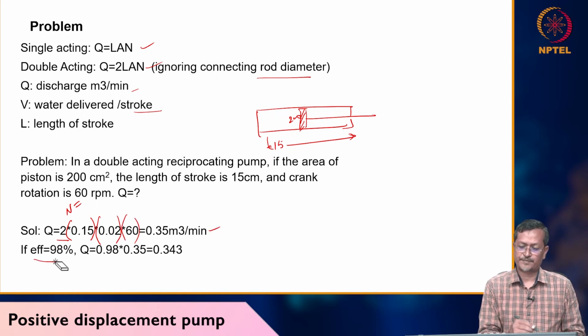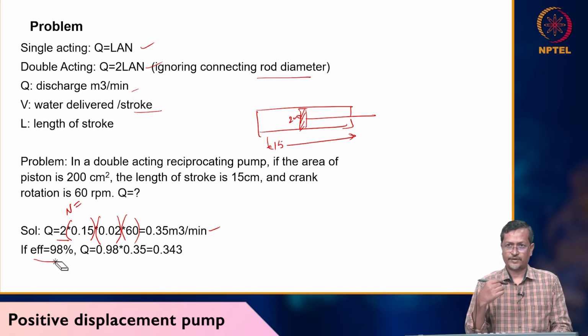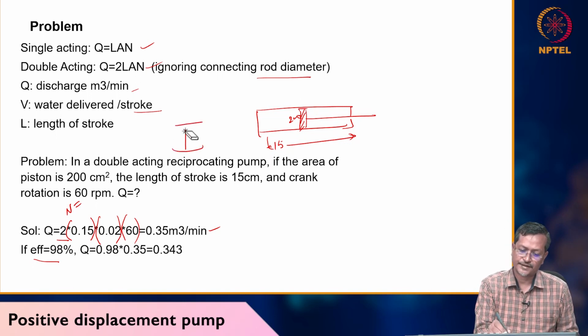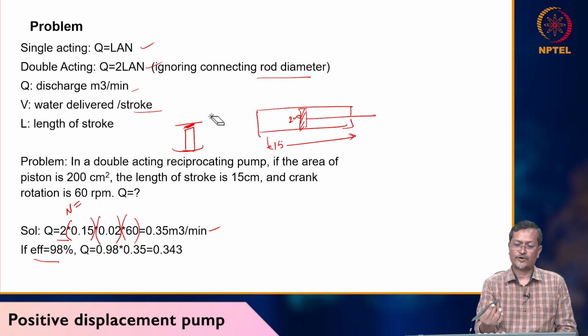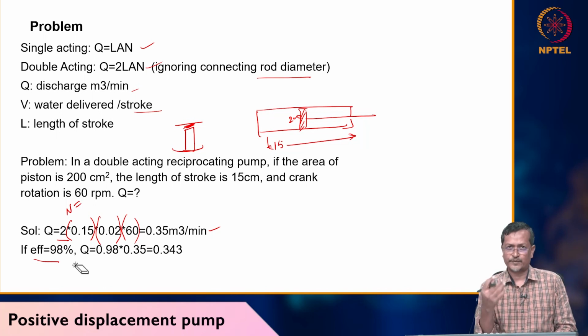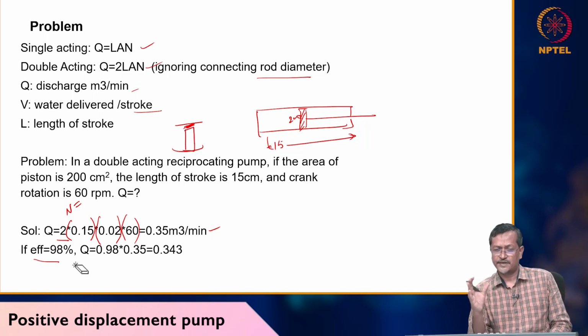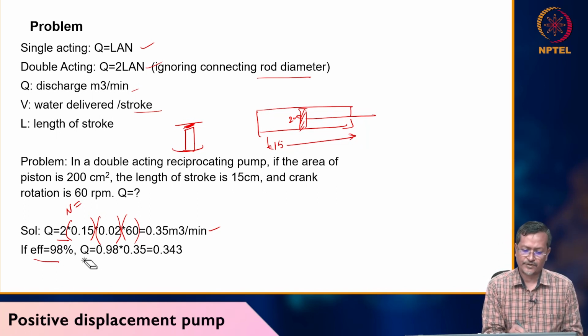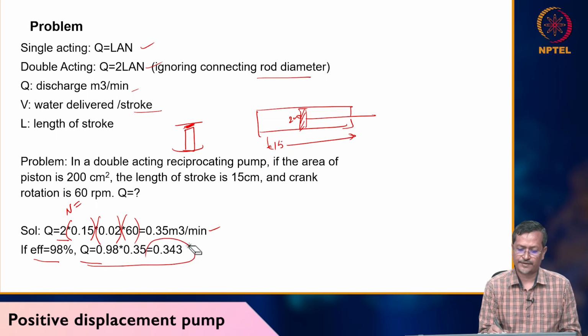If efficiency 98%, why efficiency coming up? Because piston and cylinder we are assuming ideally there is no gap, but there might be certain amount of gap, like piston and cylinder, you see this one, small amount of gap may be possible. So, there may be certain amount of leakage. So, if there is any leakage, then total volume whatever you are calculating, it cannot deliver that much, there will be a little bit lower volume. Okay. So, that is then your total volume flow rate will be like 0.343.